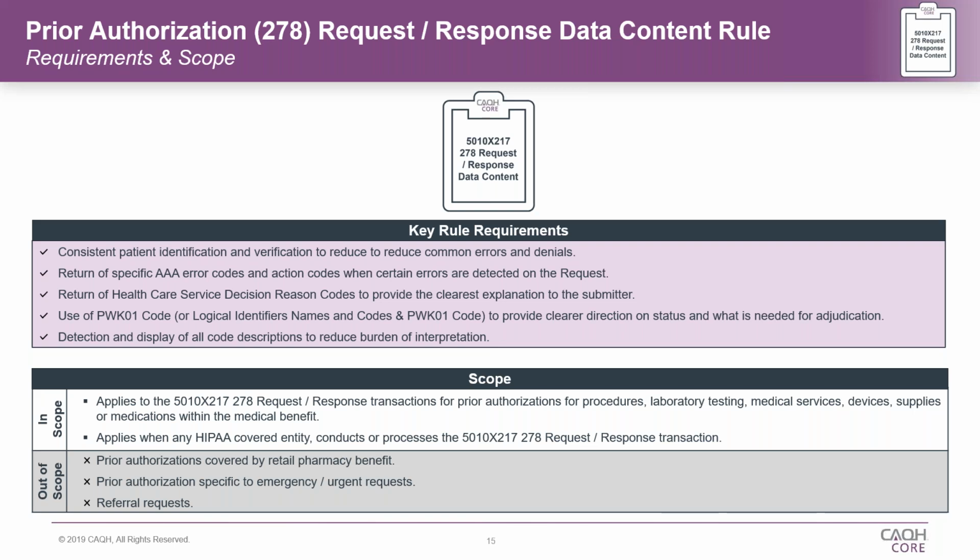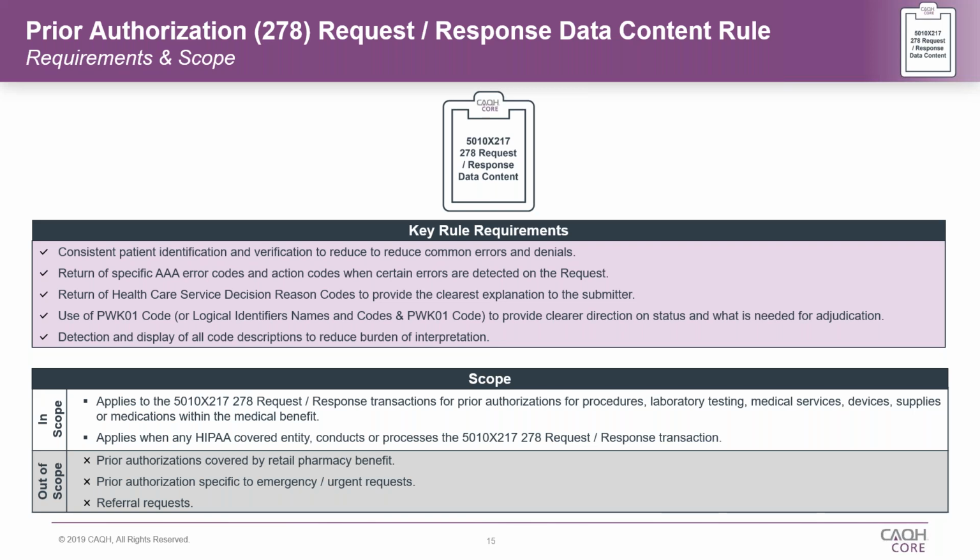If you look at the bottom of the slide, we're going to talk about what's in scope. This prior authorization 278 data content rule applies to the 5010 X217 278 request response transactions for prior authorizations for procedures, laboratory testing, medical services, devices, supplies, or medications within the medical benefit. This rule applies when any HIPAA-covered entity and its agent uses, conducts, or processes that transaction.